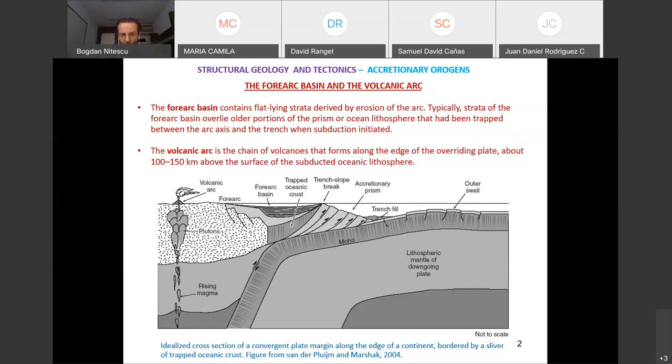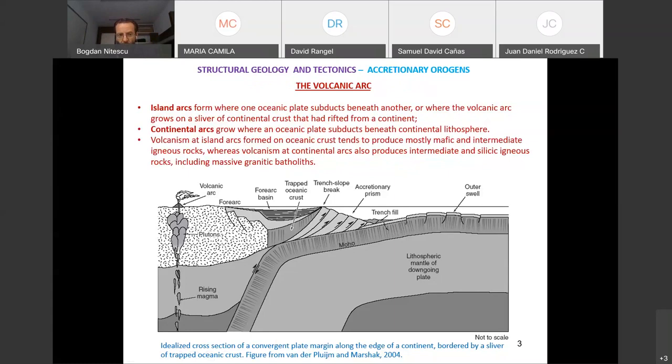And we have two situations. We have the situation where you have an island arc, if you have two oceanic plates, so one subducts under the other. In this case, an island arc is developed on the overriding plate. You might have a little chunk of continental crust, maybe rifted prior. So this is the situation of the island arcs, and this is what you see in the Pacific on the east side of the Pacific. You have all these archipelagos.